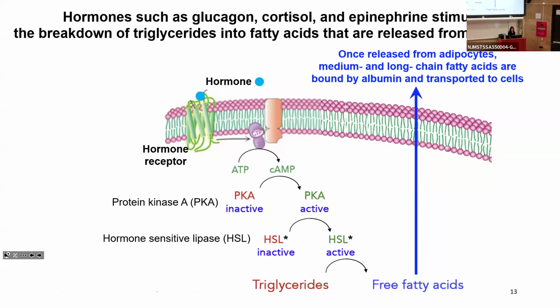Because when this kinase, PKA, gets activated, it's going to phosphorylate. It's going to add a phosphate group to another lipase, a hormone-sensitive lipase. And when you hear the word lipase, that means that it's going to break down triglycerides. Triglycerides will get broken down by this hormone-sensitive lipase into free fatty acids. And once that happens, now these free fatty acids can be released from the adipose tissue, and then they can circulate throughout the body.